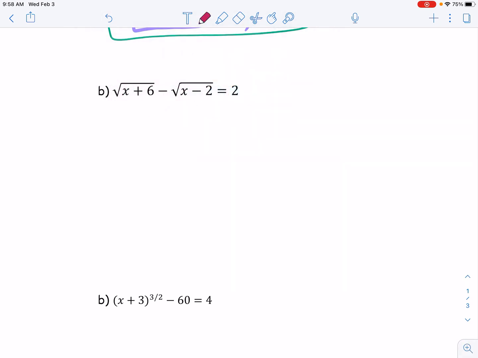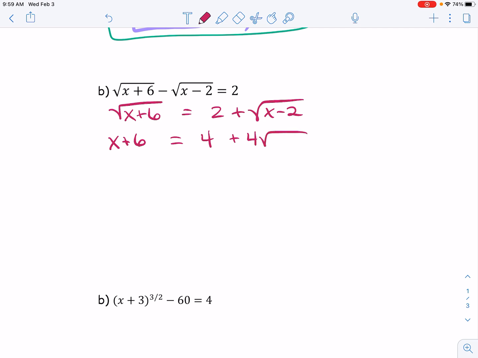So this time, remember I said it's easier to have a square root on both sides. So I'll have the square root of x plus 6, and I'm going to move over that square root of x minus 2. So now I have 2 plus the square root of x minus 2. Okay, and then the same kind of concept here. I'm going to square both sides. Squaring the left just gets me x plus 6, but squaring the right, I have to FOIL that, right? So first times first, outer and inner, and then the last.